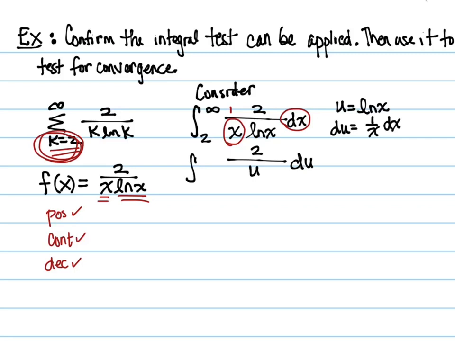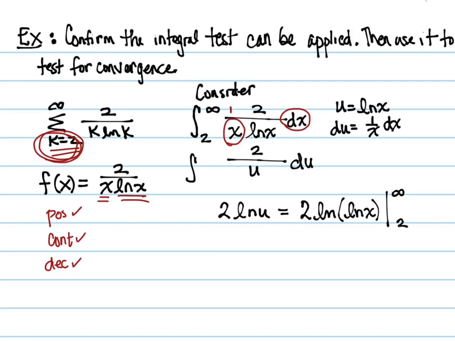So now let's see what happens. What is the antiderivative of 2 over u? It's 2 ln of u. And I didn't really start with u's in the problem. I started with x's. How are u and x related? u is ln of x, right? So this is 2 times the natural log of the natural log of x, and we're trying to evaluate it from infinity, quote unquote, down to 2.